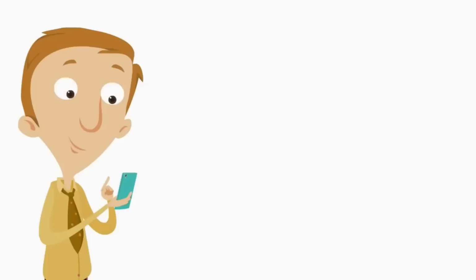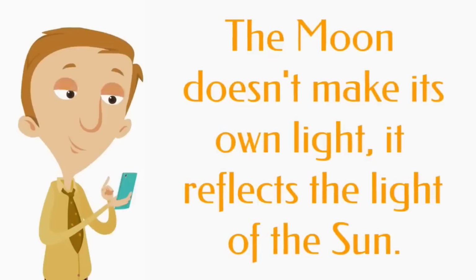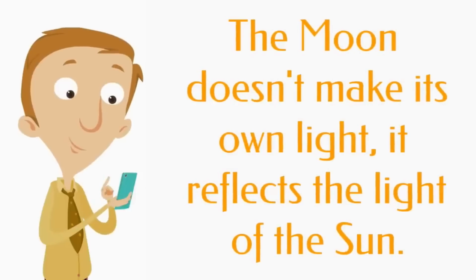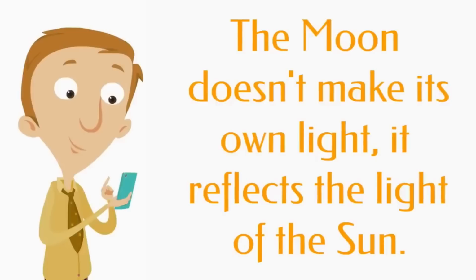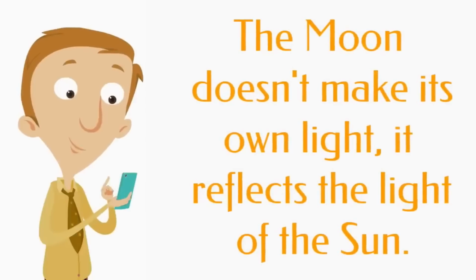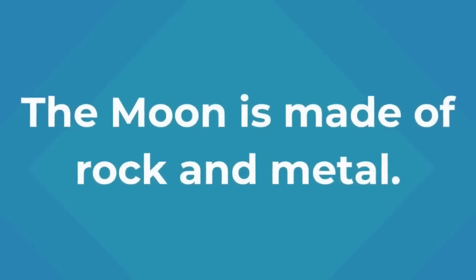Okay, now we come to a very important fact about the moon. The moon doesn't make its own light, it reflects the light of the sun. Let's say that again. The moon doesn't make its own light, it reflects the light of the sun. This makes sense because remember, the moon is made of rock and metal, which aren't able to produce their own light.